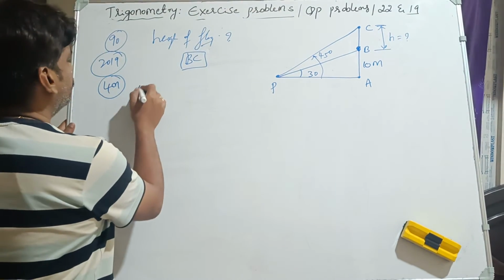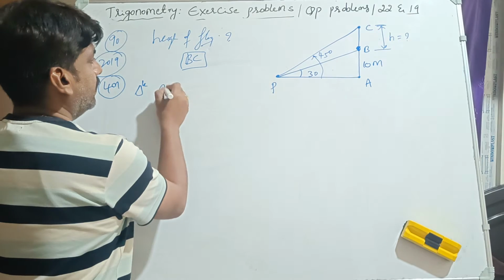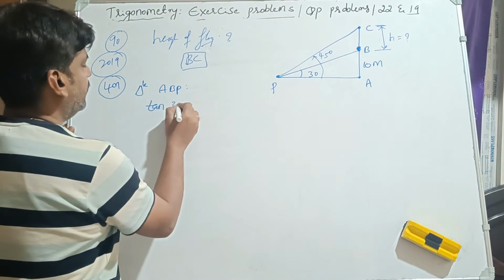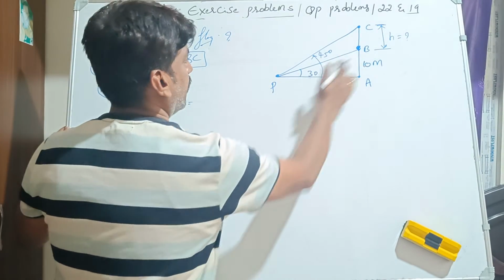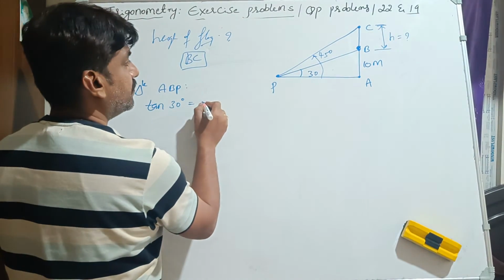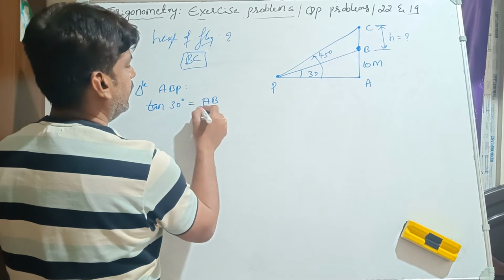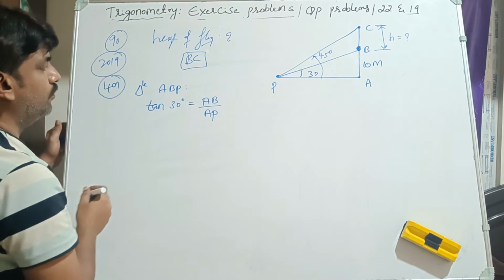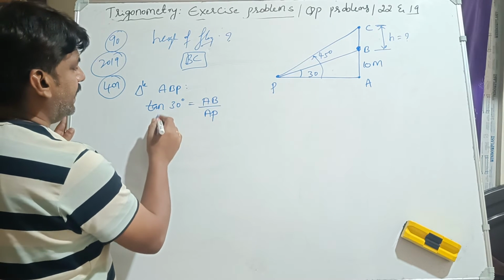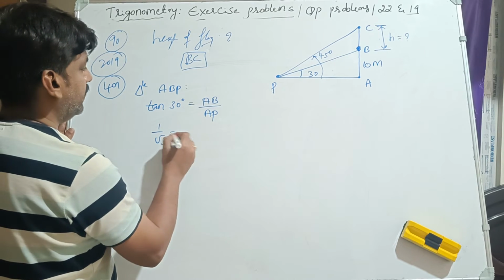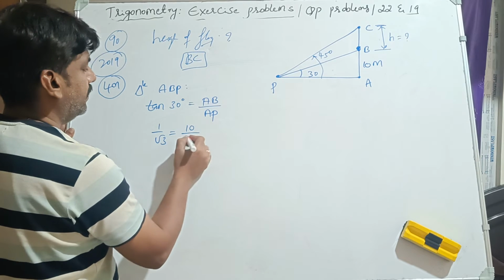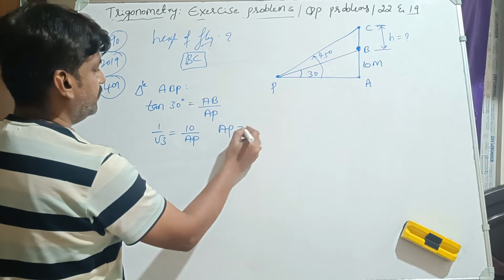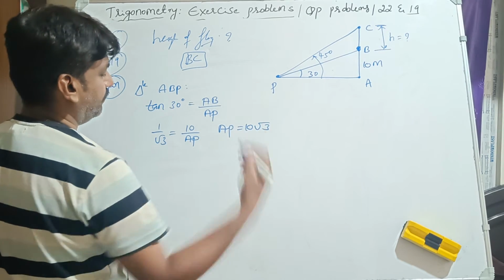So here we have two triangles, you should always find the triangles. It is ABP. From this triangle what can you write? Tan 30 degree, opposite by adjacent. Opposite is AB, adjacent is AP, right? Tan 30 is 1 by root 3. AB is 10, AP we don't know. So AP is equal to 10 root 3, right?